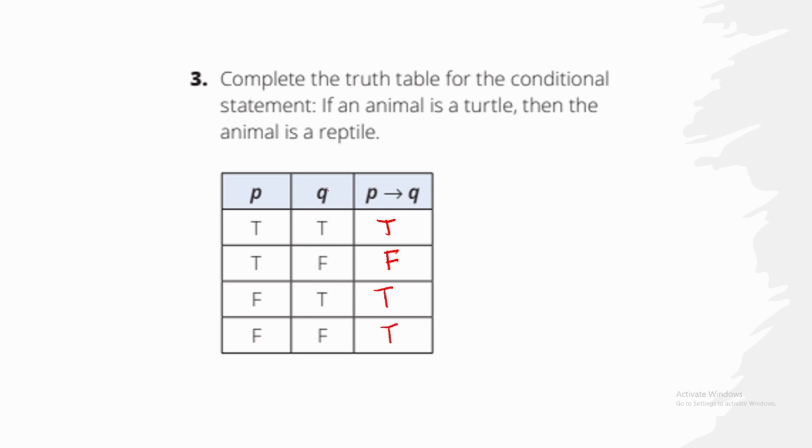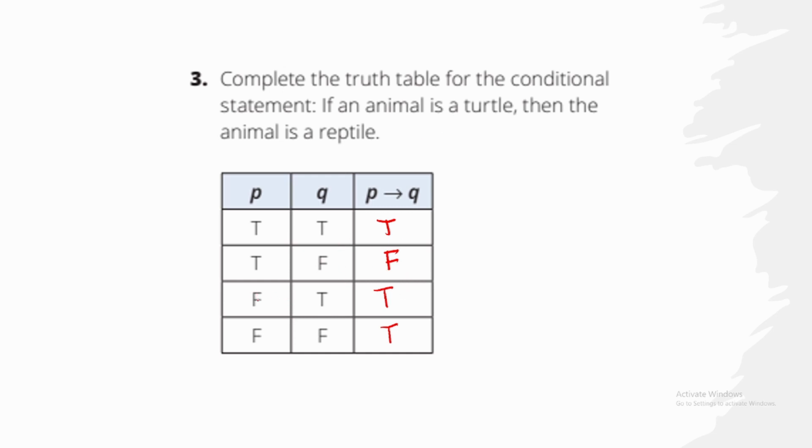Let me run through an example. If an animal is a turtle, then yeah, it's going to be a reptile. But if an animal is a turtle, then it's not a reptile, which is what the second line's saying. That's false. That doesn't make sense. If it's a turtle, it can't not be a reptile.